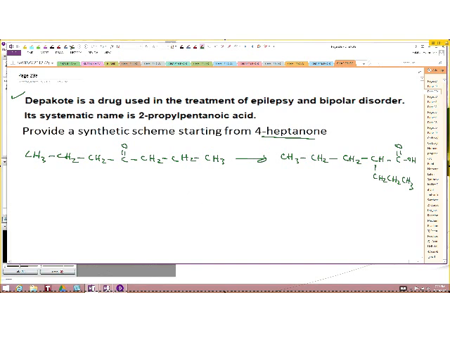Okay. Now this is very easy to make. 2-propylpentanoic acid. If you look at this here, this part of the molecule, it essentially could be all of this here. So what does that tell us? You need to form a new carbon-carbon bond right here on this carbonyl. So how do you do that? You could use Wittig, you could use Grignard, right? Supposing we use our Wittig.